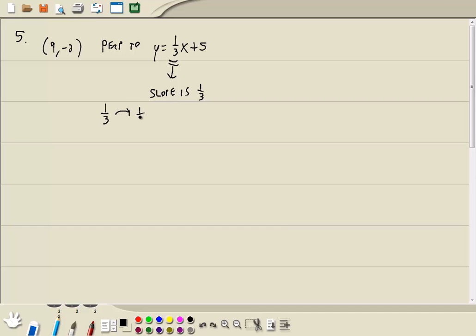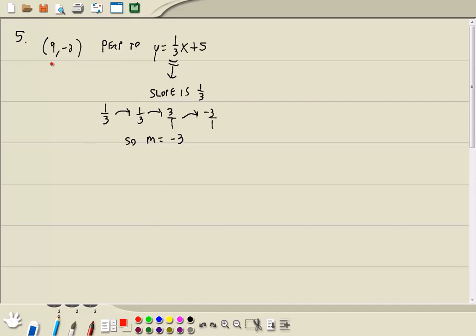A negative reciprocal means you start with the slope and write it in fraction form. This is already in fraction form, but if you had 5, for example, you put 5 over 1. Flip it, that's the reciprocal part, and change its sign. So we get negative 3 over 1. So the m we're trying to find is negative 3.